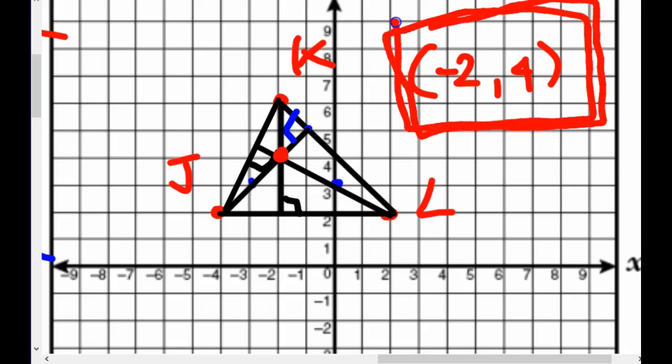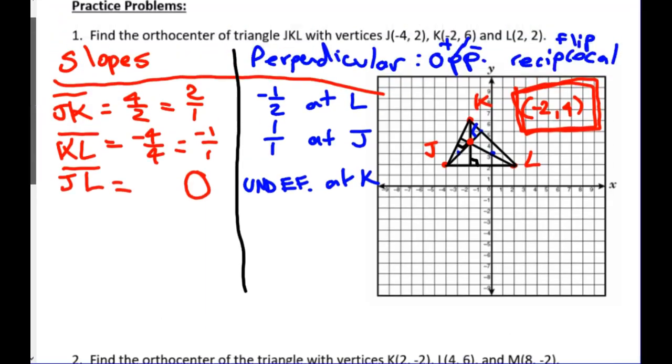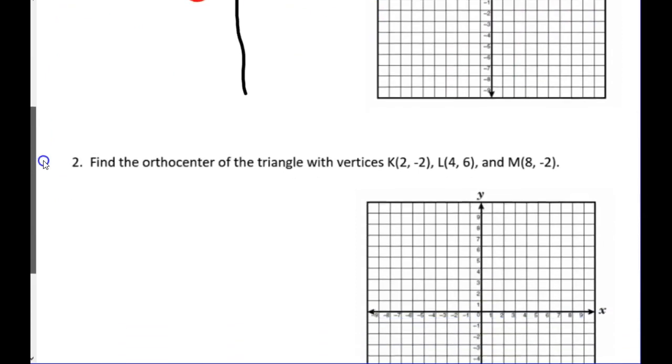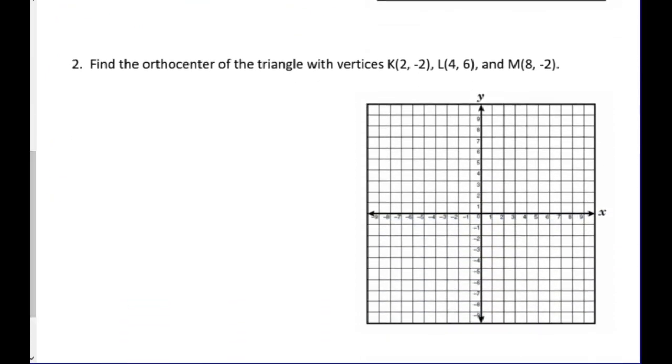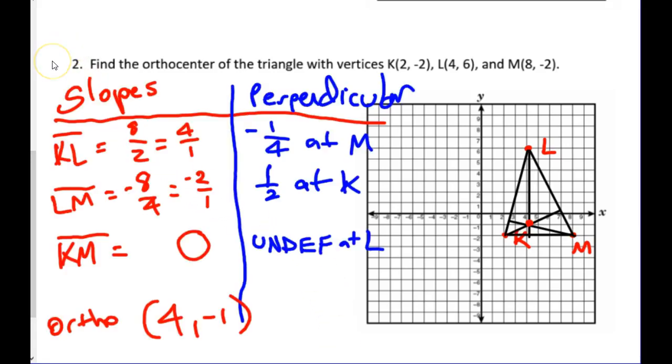So let's do the next one real quick. So moving down to number 2, we're going to plot these 3 points real quick and connect them to make a triangle. And then we're going to write down all 3 sides and their slopes, as well as the perpendicular slopes off to the right. We draw all of our altitudes, and we get our orthocenter. So that's the whole thing done. I know that was really quick, but it's the same process as number 1 there on number 2.